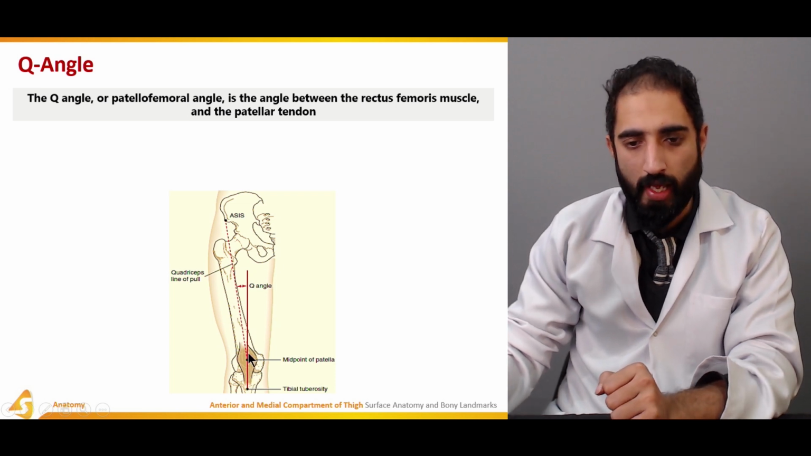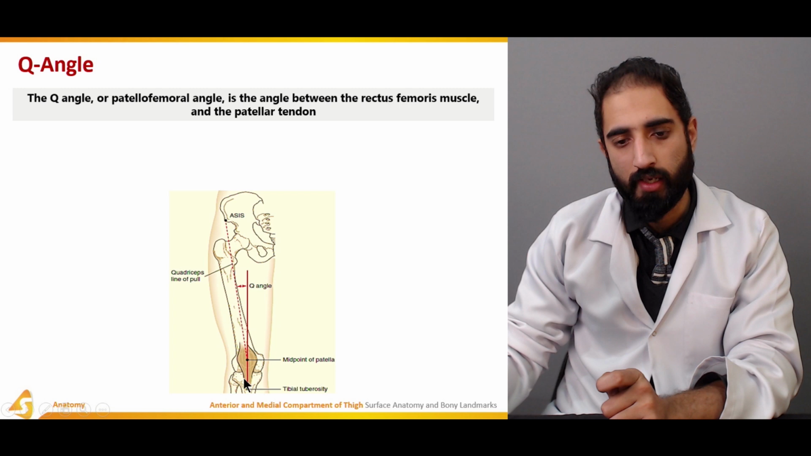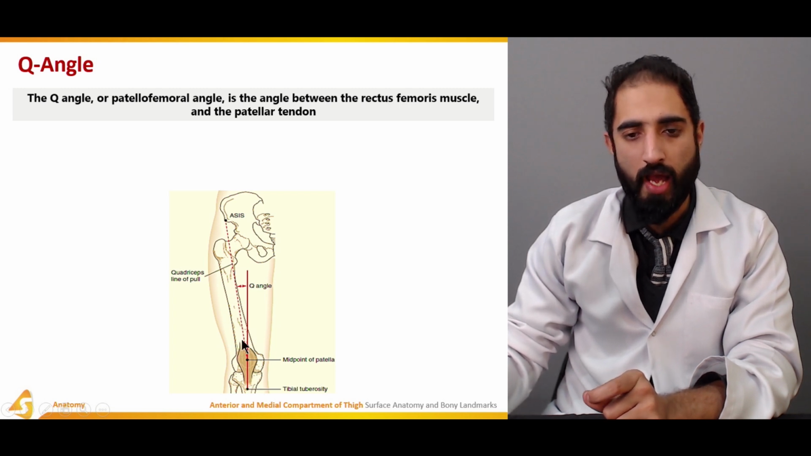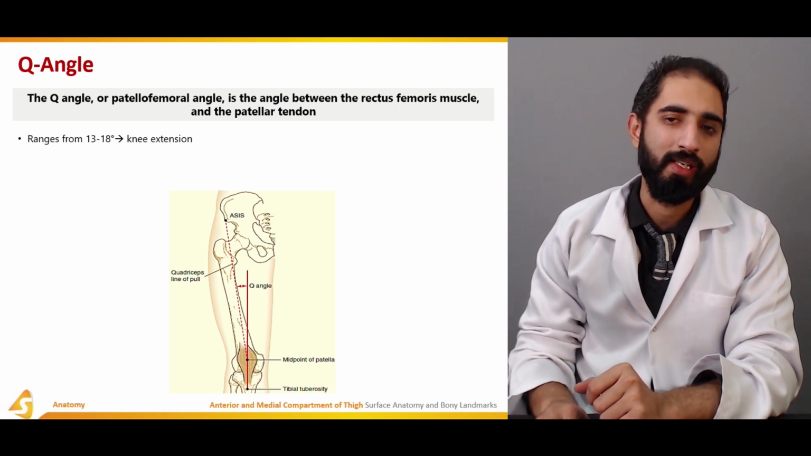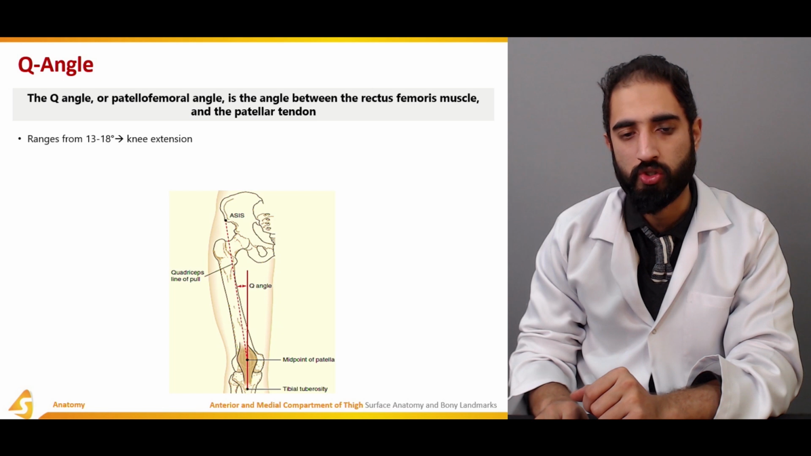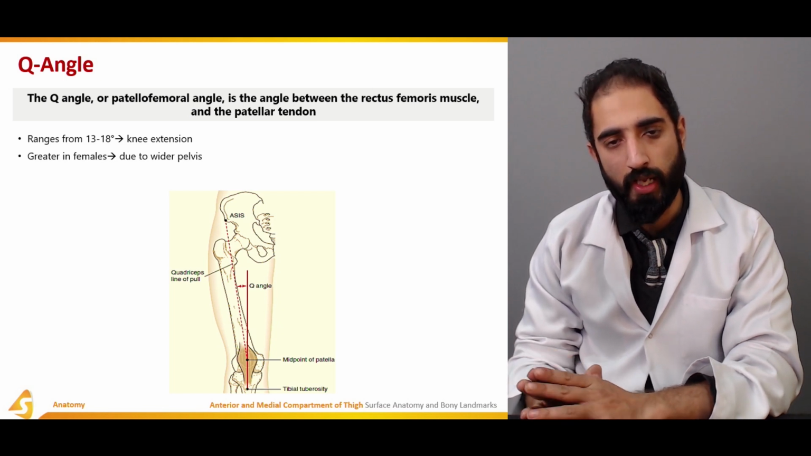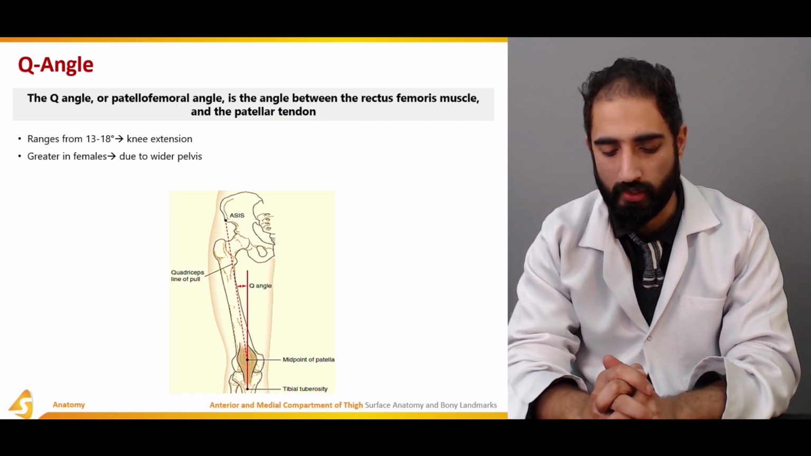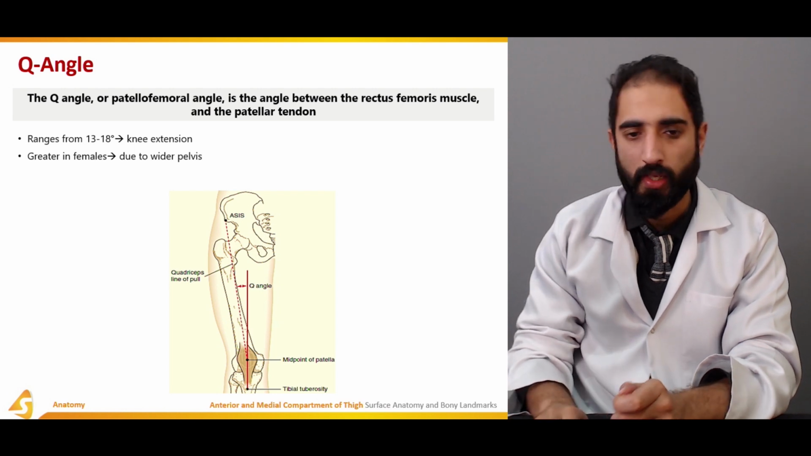If we take a look, the line of action of the quadriceps is at an angle, whereas the patella is pretty much perpendicular to the ground. So they make an angle with each other. This angle ranges from 13 to 18 degrees during knee extension, and it is greater in females as compared to males, because females have a wider pelvis, also known as the gynecoid pelvis, as compared to males who have an android pelvis, which is narrow.